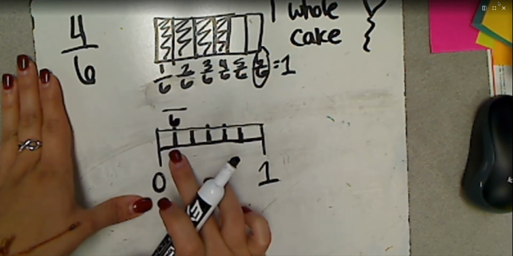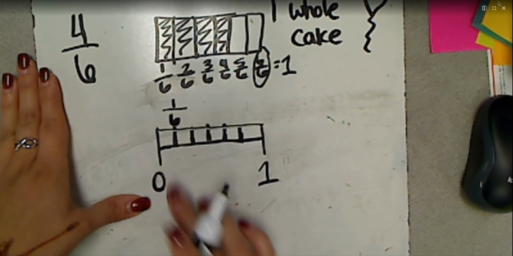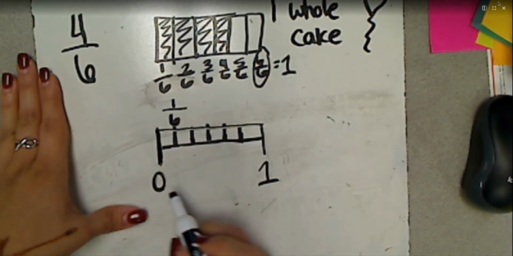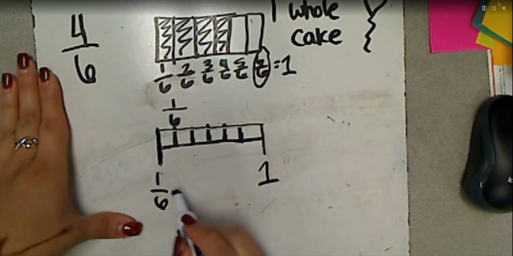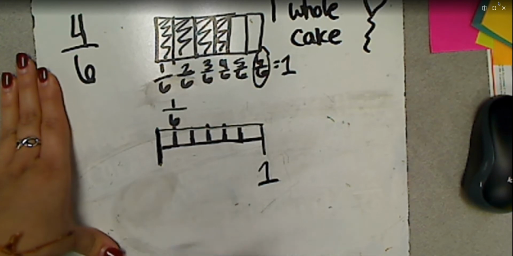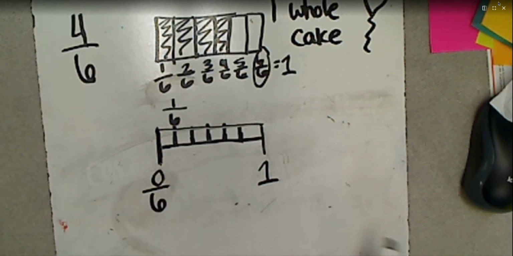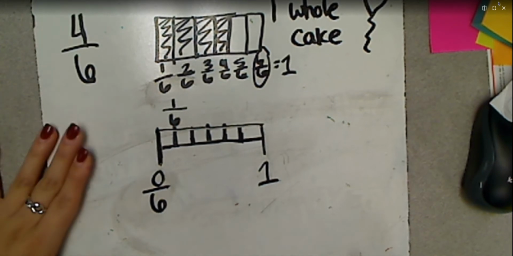And right here on this line, that's my first line. So that is 1/6. Now, some people right here want to call this 1/6. That's not the best idea because you have to start at a certain point. And we're saying that this is actually 0/6, right? 0 parts out of 6 whole pieces.